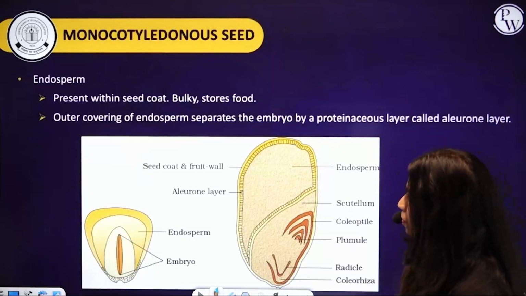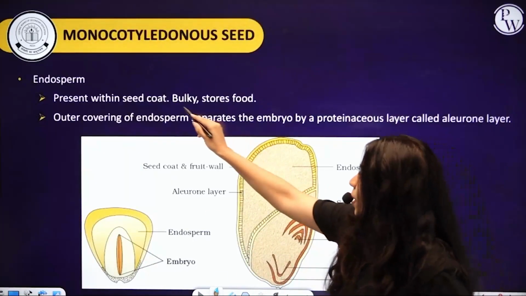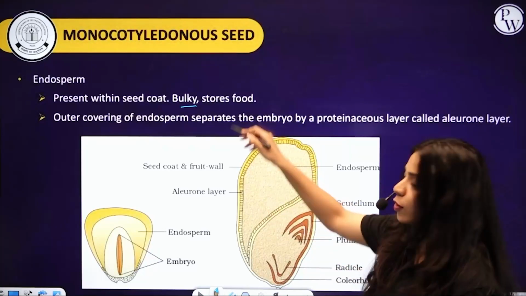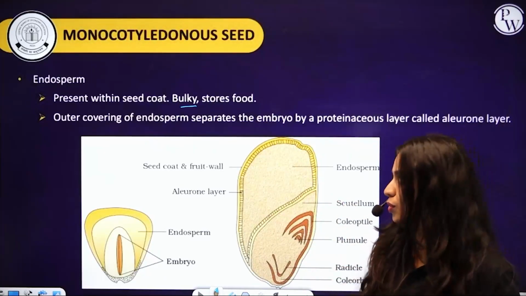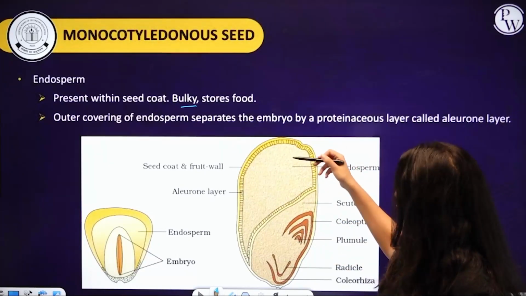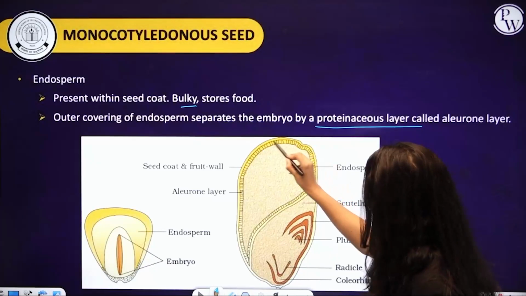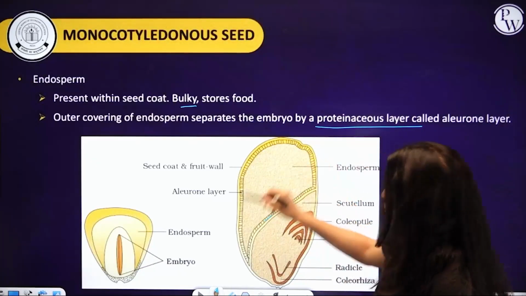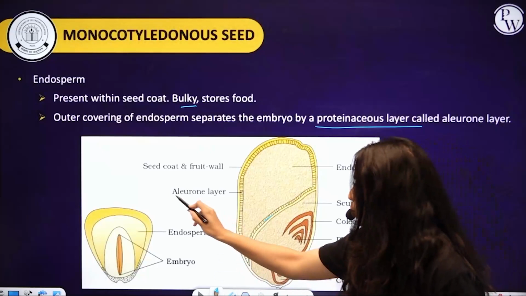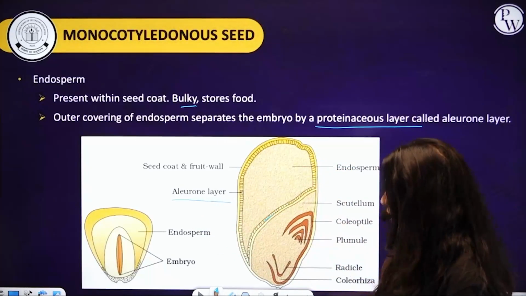Talking about endosperm, it is present within the seed coat. It is very bulky, large in size, and obviously its function is to store food. Outer covering of endosperm separates the embryo from a proteinaceous layer. I told you. Outer layer is rich in proteins. It's a proteinaceous layer that we call the aleurone layer. This separates the inner portion of the endosperm from the embryo.